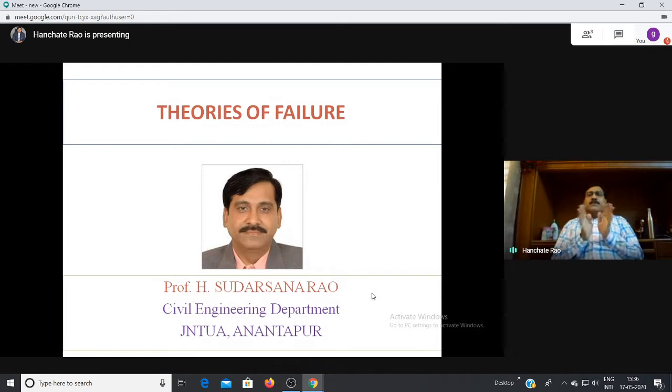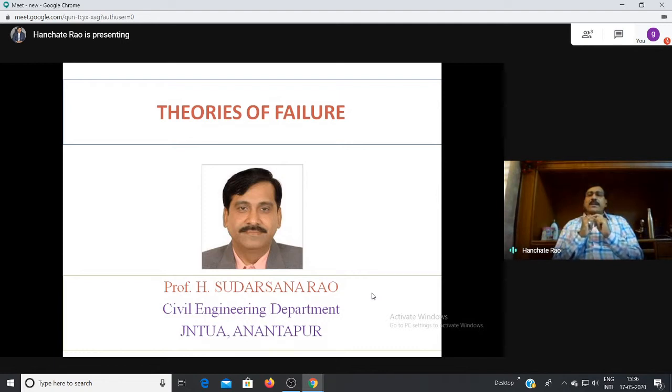In all the theories of failure, we will compare two things. The first thing is the complex loading system, represented by the principal stresses and principal strains. This is one. The second one is the material property, that is the strength at the elastic limit, or the material property at the elastic limit.